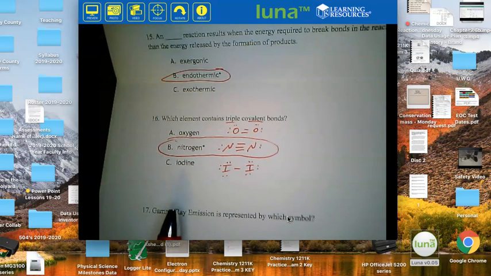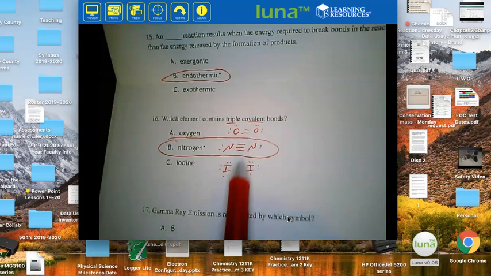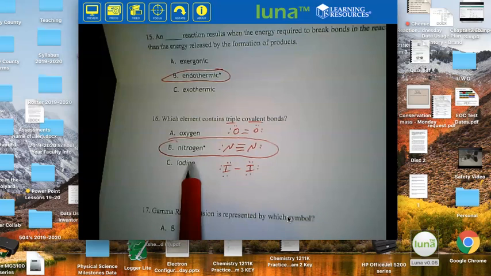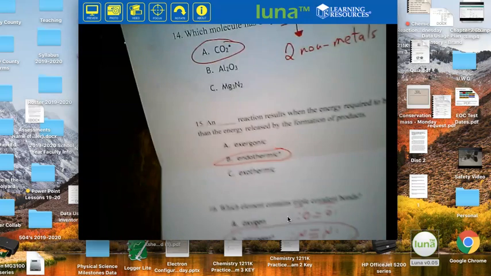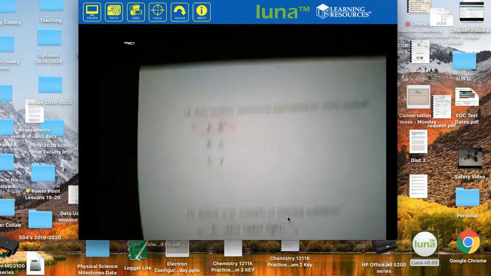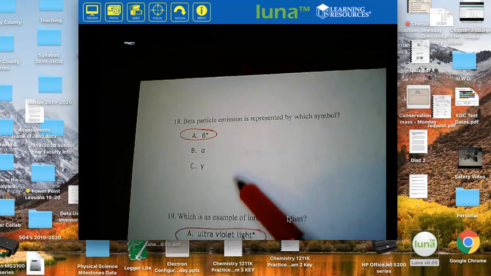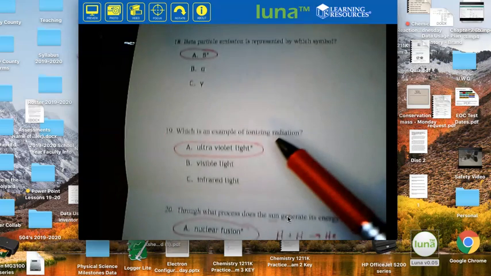Number 16, which element contains triple covalent bonds? So here you're having to draw out Lewis dot structures for each answer choice and select the one that has triple bonds, and that would be nitrogen. Number 17, gamma ray emission is represented by which symbol? So here we have beta, alpha, and gamma. So gamma, of course, is your answer there. Number 18, beta particle emission is represented by which symbol? That would be beta right there.